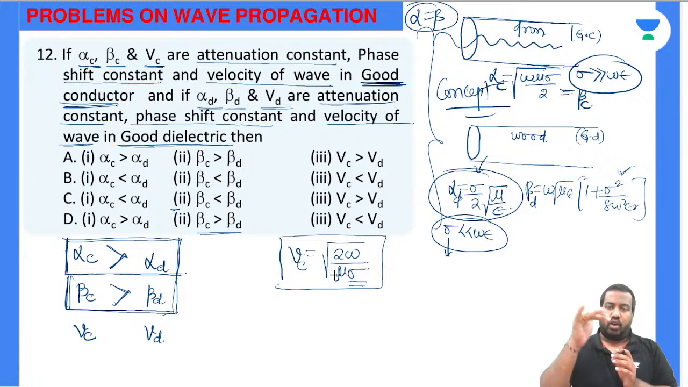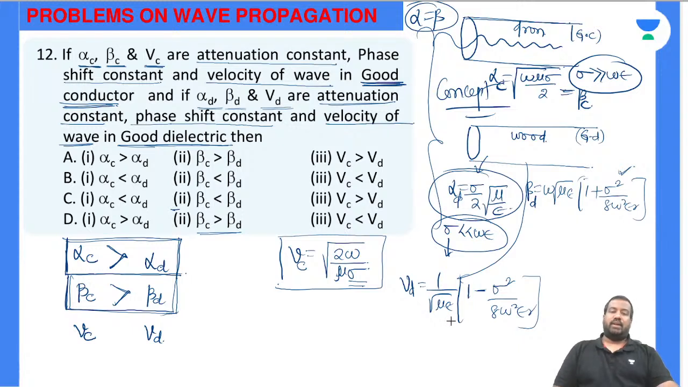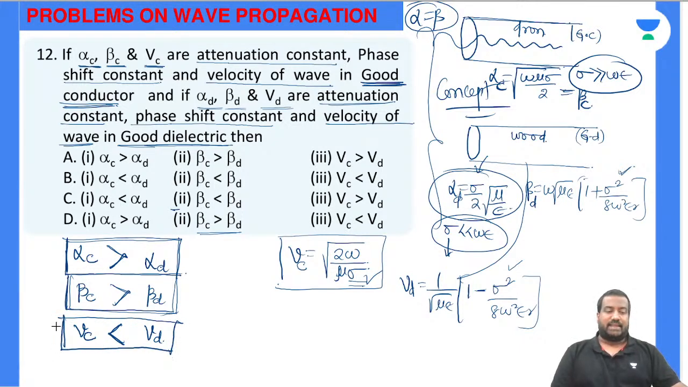Whereas for good dielectric, if you see the velocity Vd is 1 by under root mu epsilon into 1 minus sigma square by 8 omega square epsilon square. It is less but not as less as in good conductor, because sigma value is very small here. Here sigma is a very large value. So we can say in good conductor the wave will propagate with less velocity when compared to good dielectric. Vc is less than Vd.